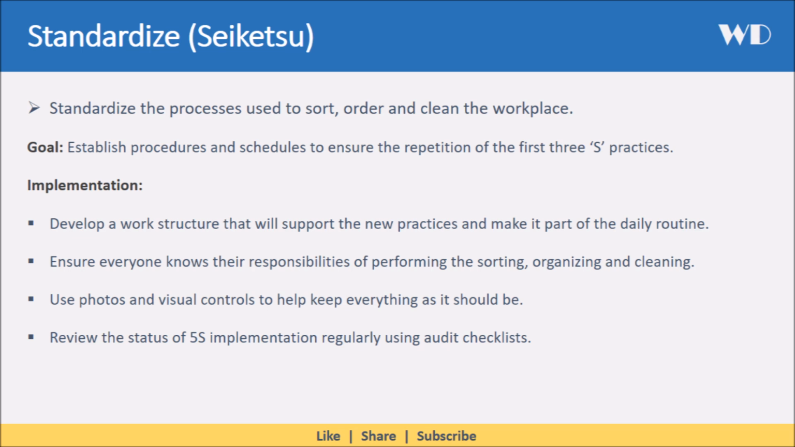A few implementation techniques are: develop a work structure that will support the new practices and make it part of the daily routine. Ensure everyone knows their responsibilities of performing the sorting, organizing and cleaning. Use photos and visual controls to help keep everything as it should be. Review the status of 5S implementation regularly using audit checklists.